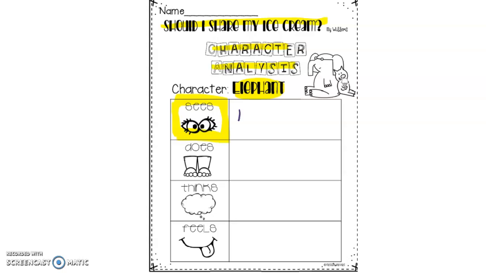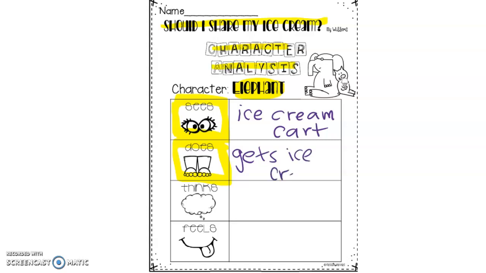What does Elephant see? In the beginning of the story, Elephant sees the ice cream cart. The next question is, what does Elephant do? What is something that Elephant does during the story? I know that Elephant gets some ice cream during the story. Now, that is not the only thing that he did, but that is one thing that he can do. You can pick what you want to put in that box.